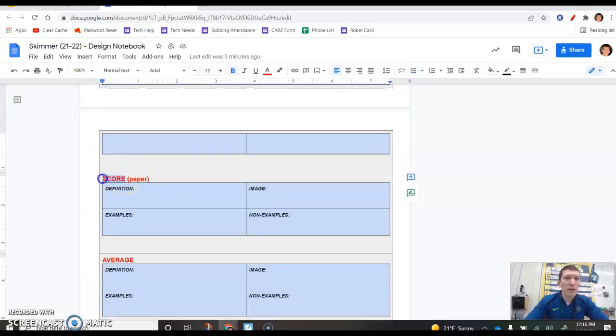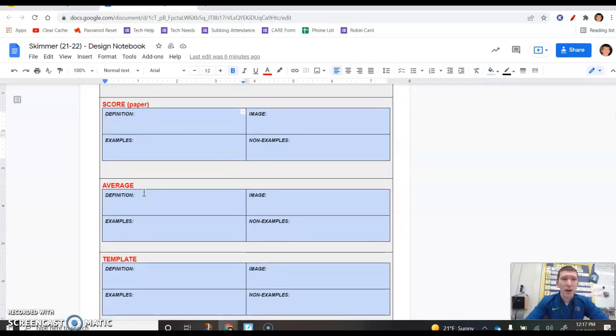Now I want to point this out that if you search score, you're probably going to get talking about the score of a basketball game, something talking about points. We are obviously not doing that for this activity, so I encourage you to type in score paper because that's what you're going to be doing to your paper. And so look for the definition that's talking about that.